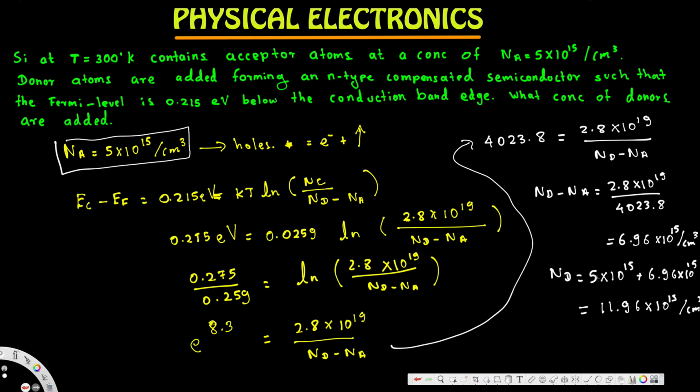Initially we have 5 times 10 to the power of 15, and the electron concentration has to be this initial value plus the above. So the above is 6.96 times 10 to the power of 15. If you add them together, the total number of donors is here, right? So ND, if we simplify this, is going to be 1.2 times 10 to the power of 16 atoms per centimeter cube, and that's going to be the total donors.